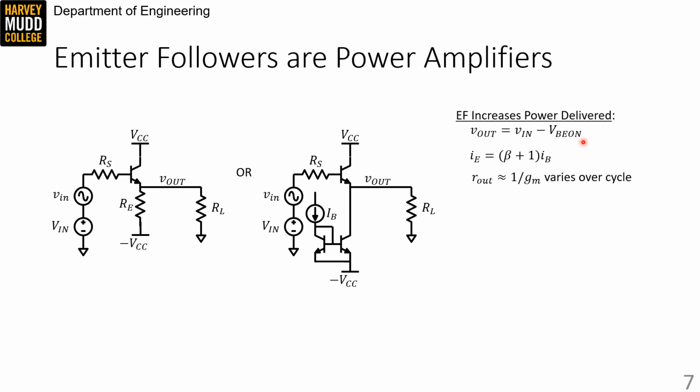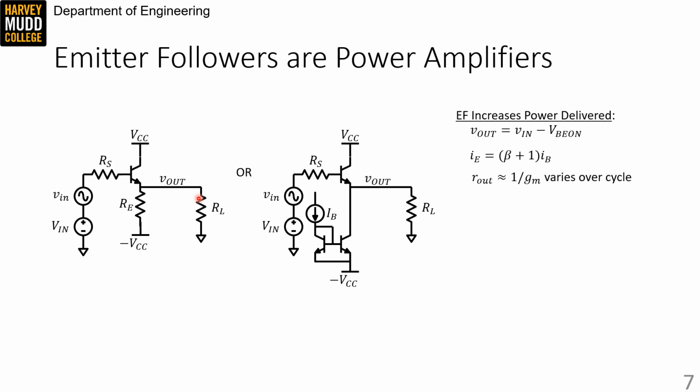However, the current driven into the output is going to be about beta times higher than the current that's driven into the base. That means we get the same voltage at a much higher current on our load resistance, which means that we have increased the power delivered to the load.